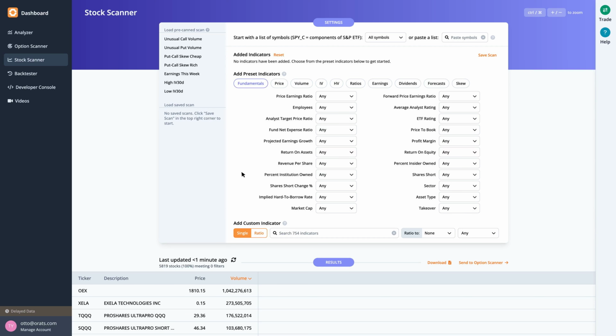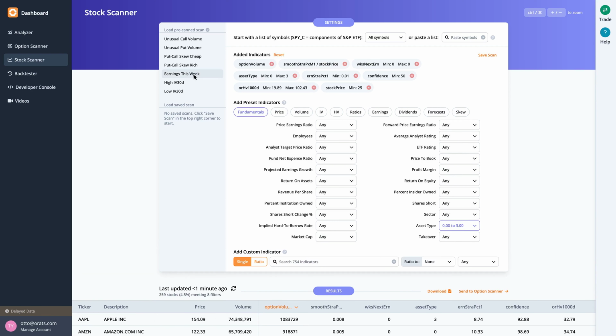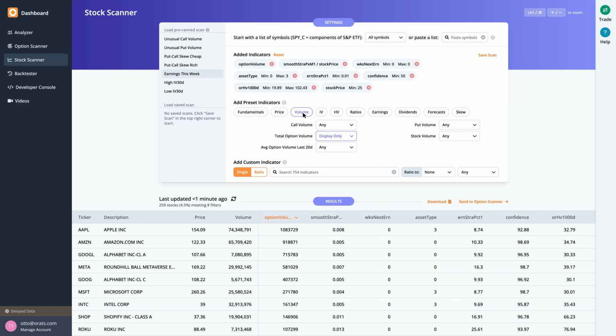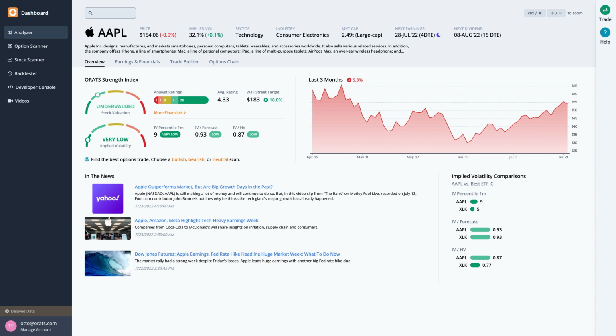Welcome to the ORATS earnings report, where we scan for companies with upcoming earnings announcements, check out historical earnings information, and find a potential options trade. Let's start by running a scan on stocks reporting earnings this week, which includes the total option volume indicator, sorted from greatest to least. Focusing on Apple, as we click through, we see this large cap company in the consumer electronics industry reports earnings on Thursday, July 28, after the close.